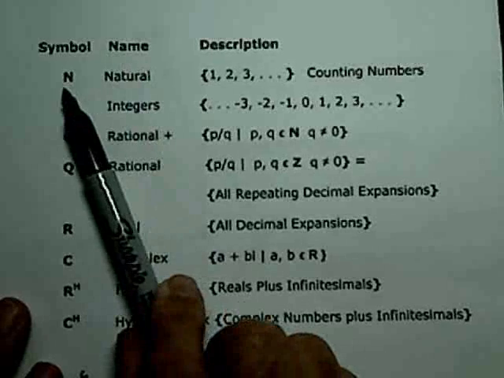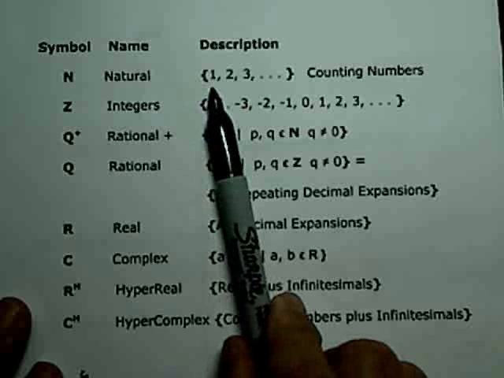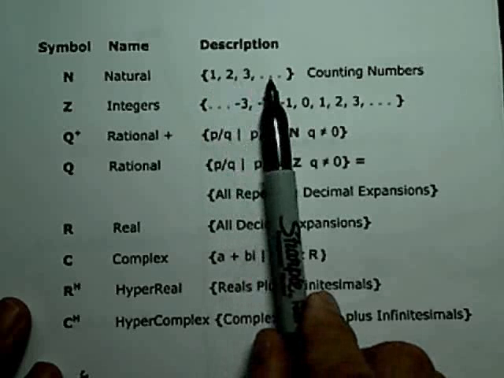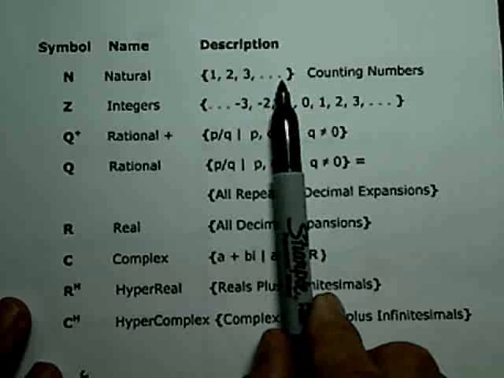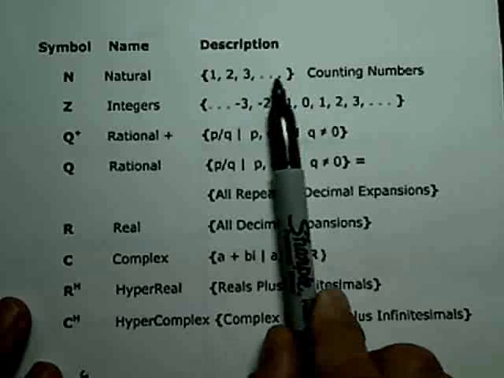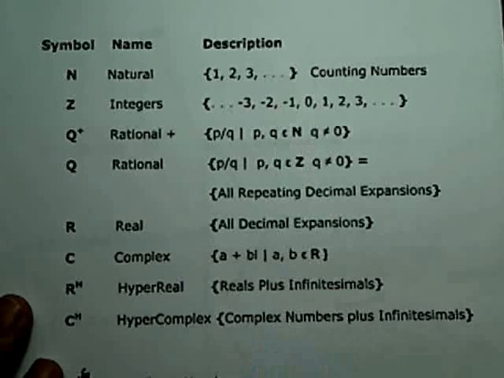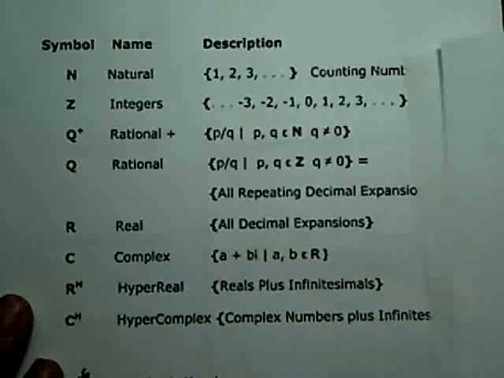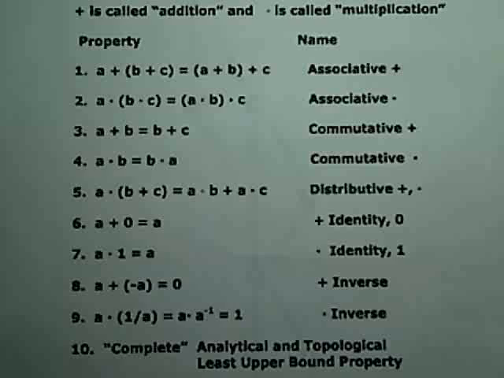Now, the N stands for what are called the natural numbers, and these are simply the counting numbers, 1, 2, 3, 4, 5, etc. This is the first thing we teach our children when they're very, very young. And of course, we also then teach them when they're pretty young how to add these numbers and how to multiply these numbers. And those operations, addition and multiplication, satisfy certain properties.